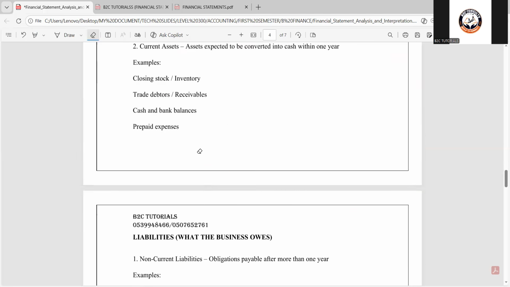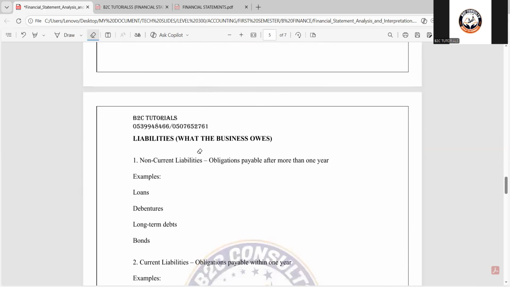Okay. Then let's go down to liabilities. Liabilities, that is the debt you owe or what the business owes. That one can also be grouped into current and non-current. The non-current, just like we said, is more than 1 year. So the obligations you have to pay beyond 1 year. An example is a bank loan. When you go for bank loans, sometimes you're expected to pay over a year.